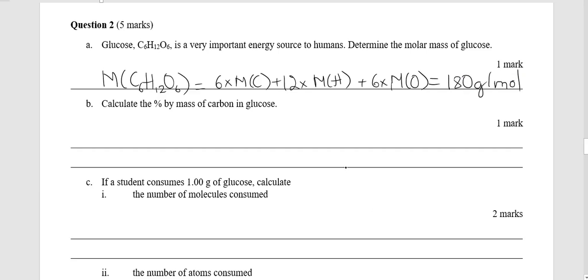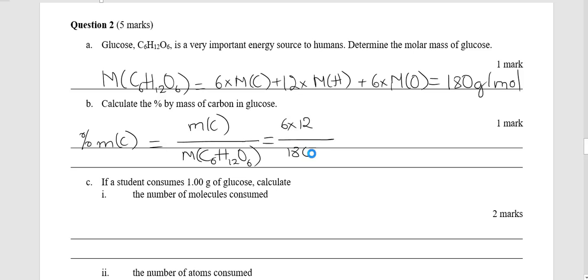Calculate percentage by mass of carbon in glucose. So percentage by mass of carbon is basically the mass of carbon over the molar mass of glucose as a percentage. That's not good enough. My 6 looks like an O. C6. Now the mass of carbon here is not 12. You actually have 6 of it.